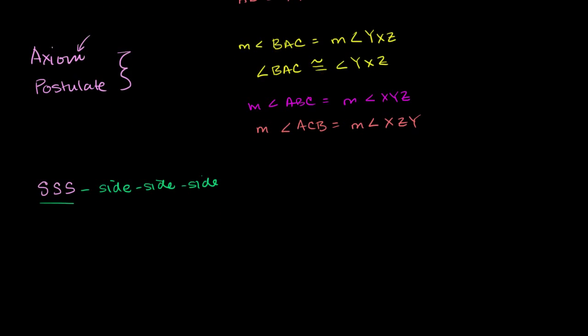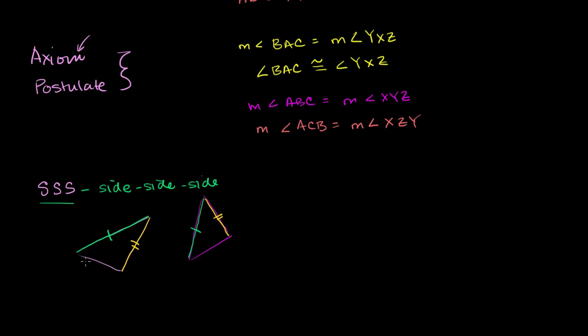What it tells us is if we have two triangles, and so let's say that's another triangle right over there, and we know that corresponding sides are equal. So we know that this side right over here is equal in length to that side. We know that this side right over here is equal in length to that side right over there.